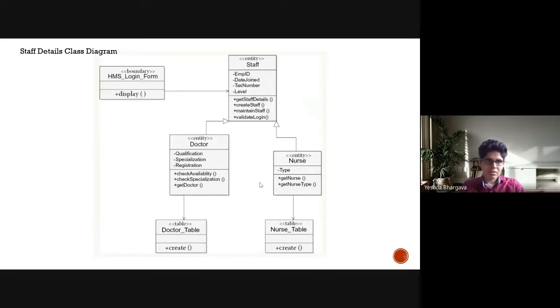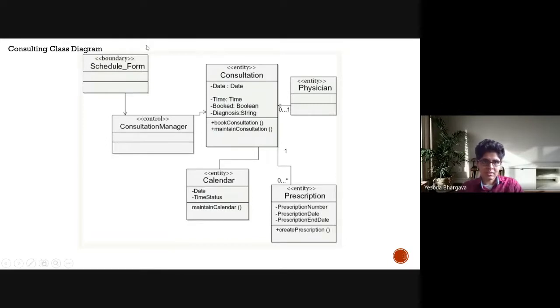And similarly for the staff class diagram, they have identified the staff, and the doctor and nurse are part of the staff. The doctor is associated with a doctor table, the nurse has a corresponding nurse table, and then there's some boundary which is the first level interface for the staff. And moving on, there's a consultation class diagram, so there can be consultations which are associated with a physician. Then definitely time has to come into the picture, so the calendar class is there, and the prescription class is there. Then there is someone who is managing the consultation, so the consultation manager class is there, and then the schedule form class is there.